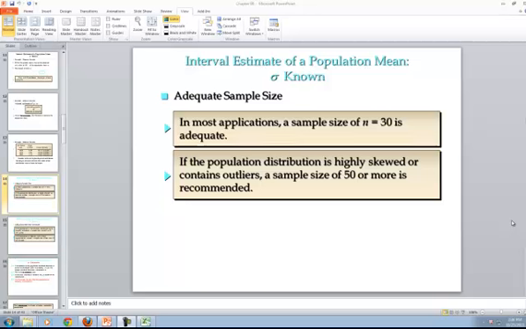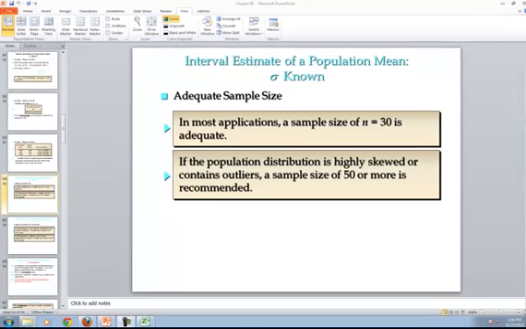Here is something to consider. What will happen to the margin of error if your degree of confidence increases? Second, what will happen to the margin of error when the sample size increases? Third, what will happen to the margin of error when the standard deviation of the population, sigma, increases?